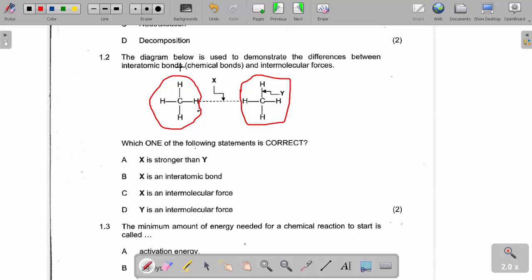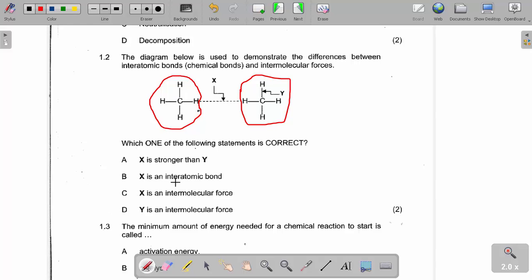The question says the diagram below is used to demonstrate the difference between interatomic bonds and intermolecular force. So the question is, which one of the following statements is correct? A, X is stronger than Y. Now this X is not stronger than Y. Please understand that, because these are London forces, and these are covalent forces formed by sharing electrons. That's why this one is weaker than the one for Y. That's not correct. Then, X is an interatomic bond.